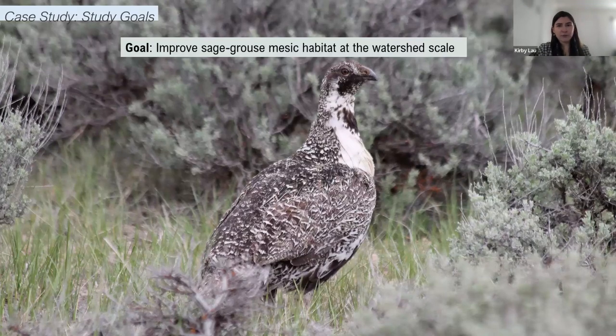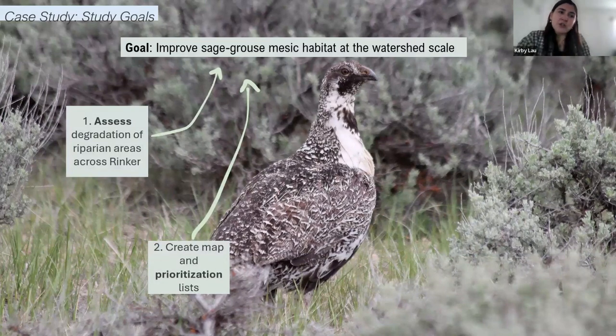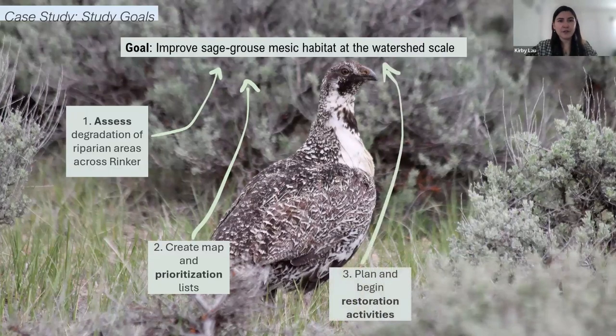And today we won't spend a ton of time discussing how this project pertains to grouse and wildlife habitat. But just keep it in the back of your minds to help give us some context as to why we might prioritize certain areas for restoration. So, to create that better habitat, we had to achieve many sub-goals. First, we needed to assess degradation of riparian areas across Rinker. Second, we needed to create a map of those areas and then create prioritization lists. And third, we wanted to plan and begin restoration activities.